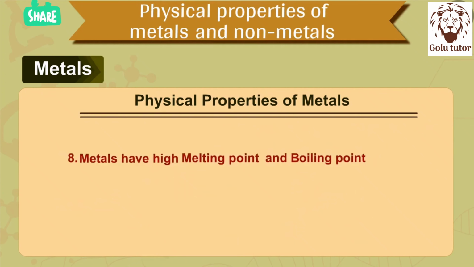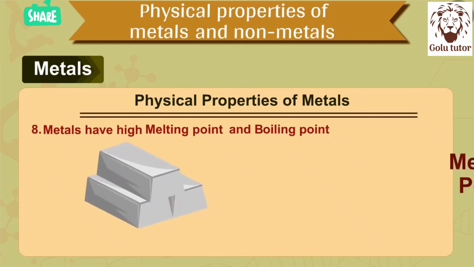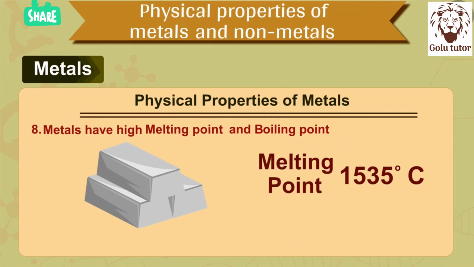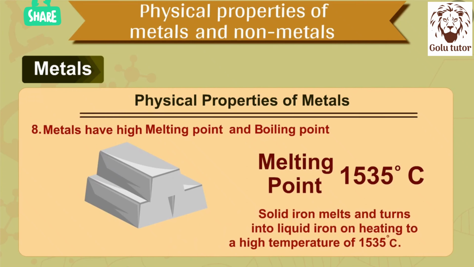The eighth property of metals is that metals have high melting and boiling points, except sodium and potassium, which have low melting points. For example, iron has a high melting point of 1535 degrees Celsius. This means that solid iron melts and turns into liquid iron on heating to a high temperature of 1535 degrees Celsius.